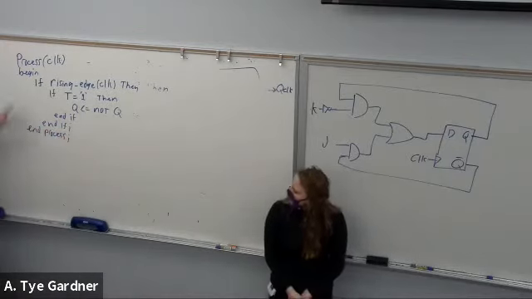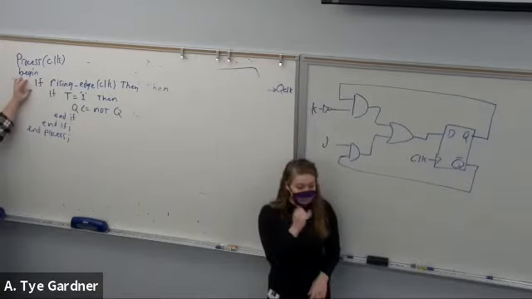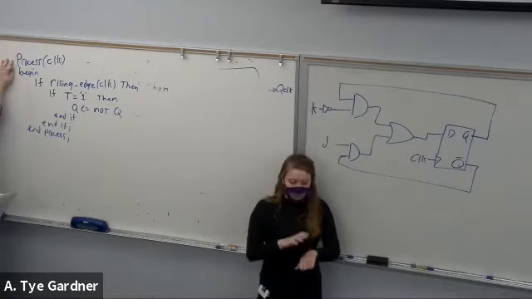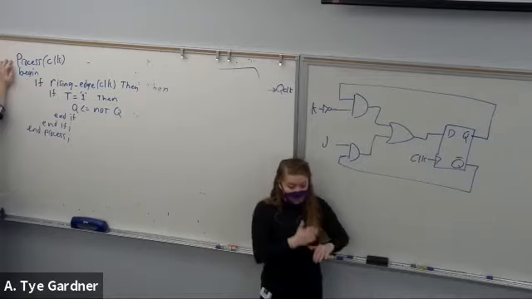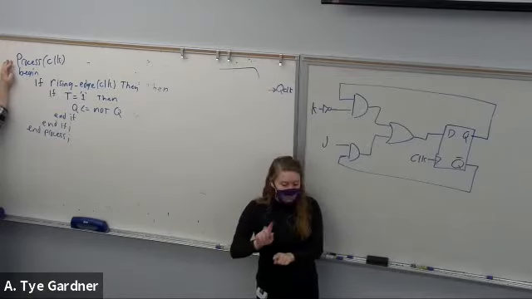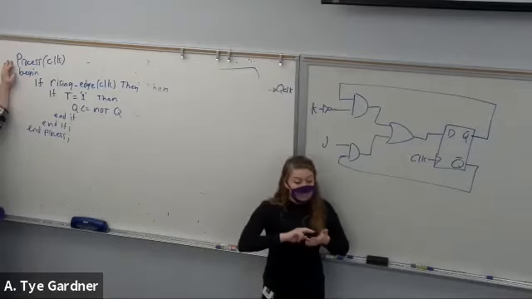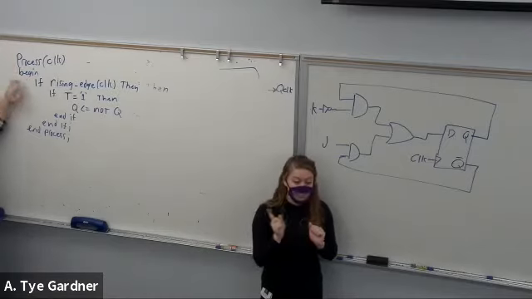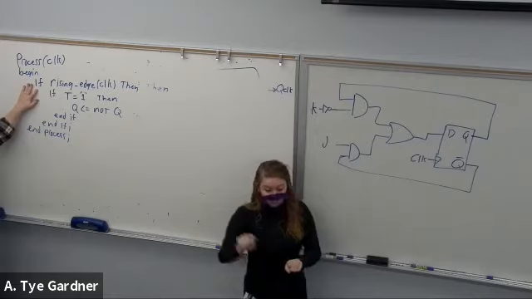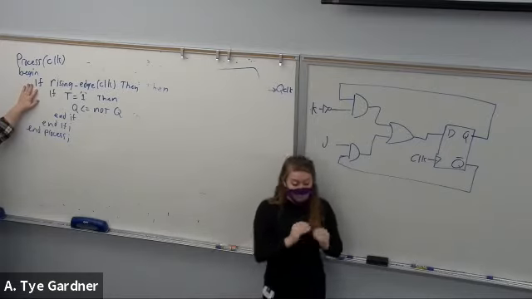Okay, so if rising edge of clock, I forgot that one, right? This is saying that the process executes on clock anytime clock changes. That unfortunately means when it rises or when it falls. All right, so we fix that by adding the if rising edge of clock, or falling edge if you wanted a negative edge triggered clock.